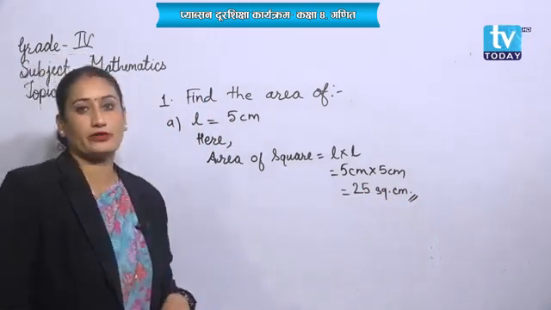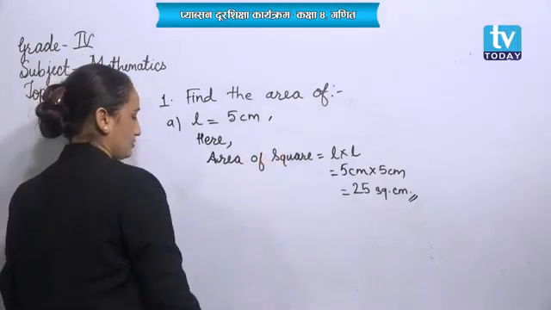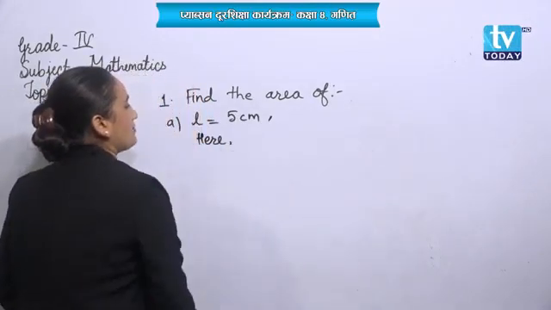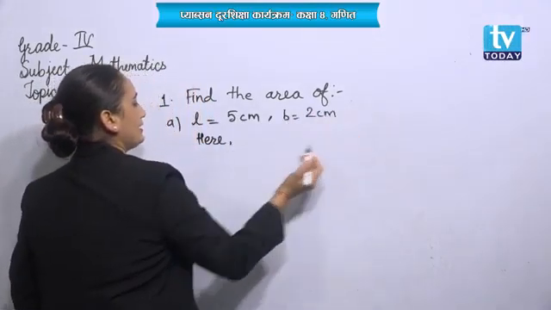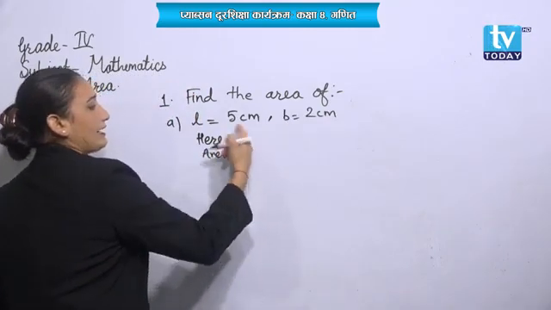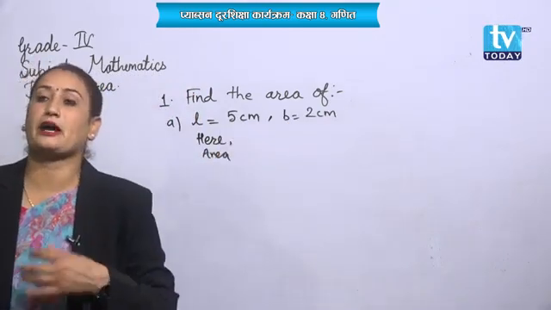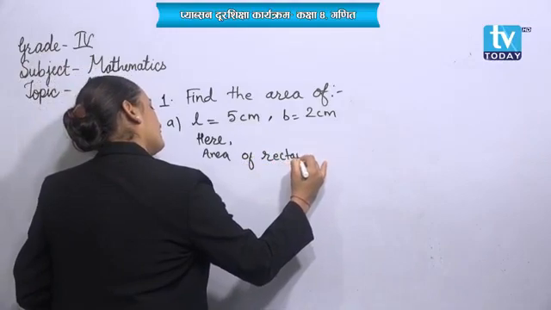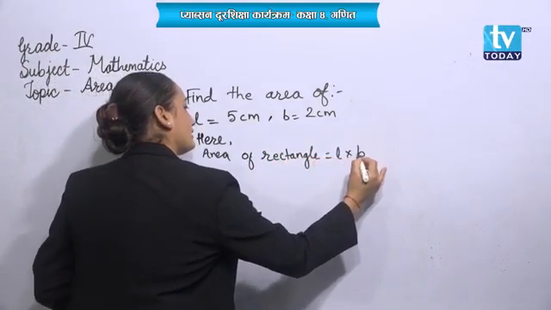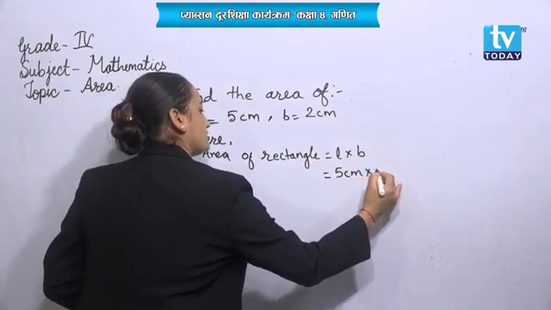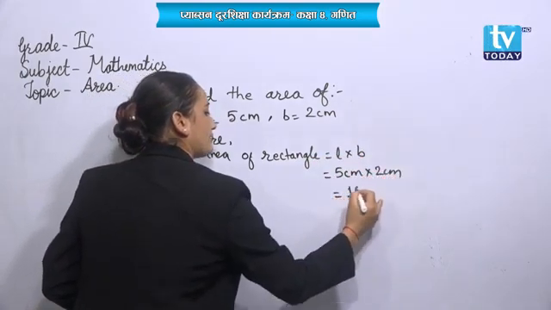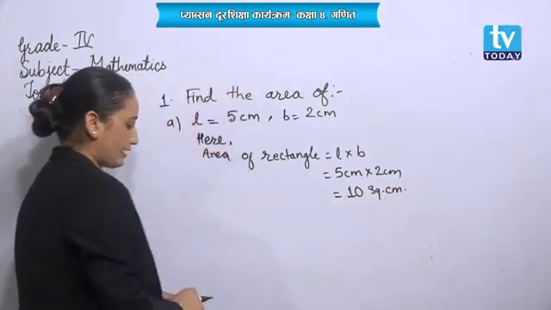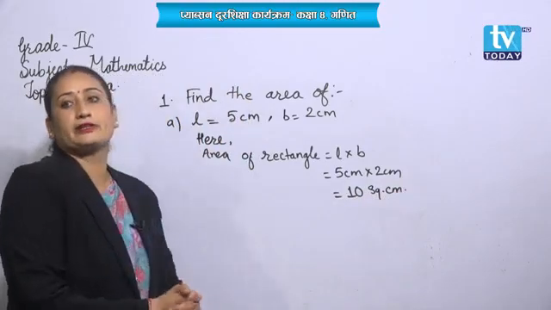Like this way, same over here. If length is given as 5 cm and breadth as 2 cm, then again you can do the same process. Length and breadth are given, that means it is the area of a rectangle. Area of a rectangle is L into B, that's 5 cm into 2 cm, then 5 times 2 is 10 square centimeters. Can we write it? Obviously we can do it.